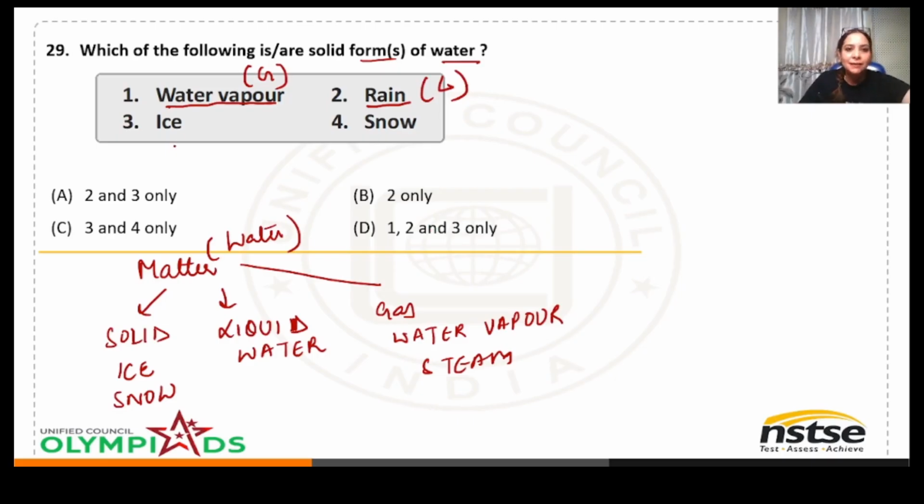Ice, I hope you all know ice, because when you keep water in an ice tray and keep it in the refrigerator, you see that it gets converted into ice cubes. So basically ice is a solid form, and snow is basically small ice pellets, ice pieces, which is formed when water vapor in the higher atmosphere freezes. So again it's a solid form. So that means here 3 and 4 indicate solid form. So the option which is correct is option C. Okay, I hope you got it.